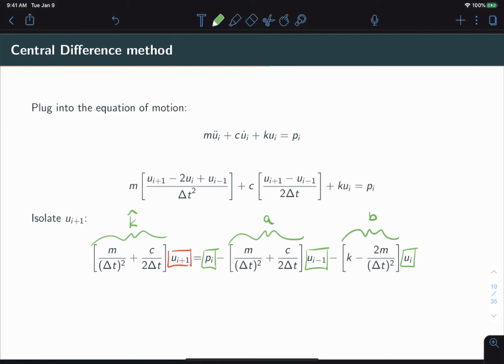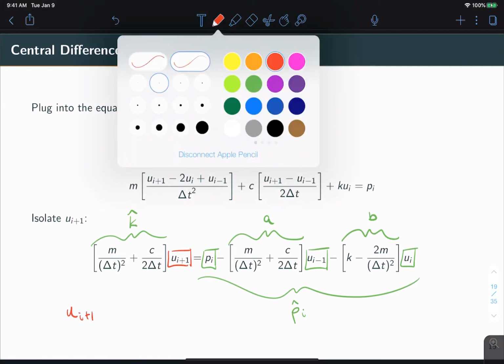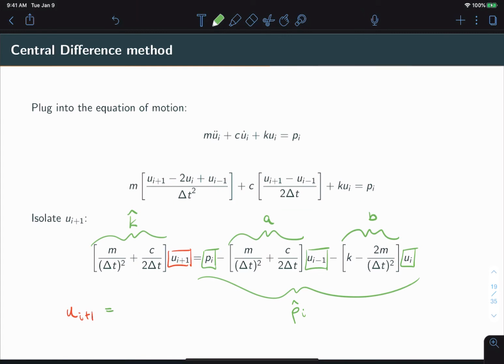And then we're going to introduce another notation just to make things easier. We're going to call this whole term on the right side p hat i. Okay, this of course will change with each iteration, but this makes the final formulation a lot easier to write. So what we say is ui plus 1 is equal to p hat i divided by k hat.